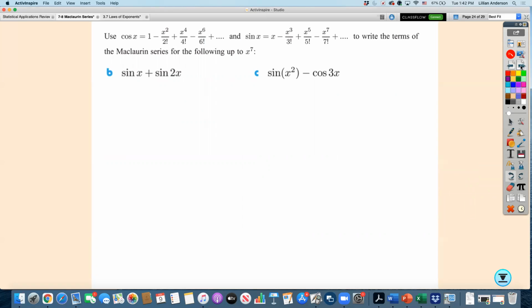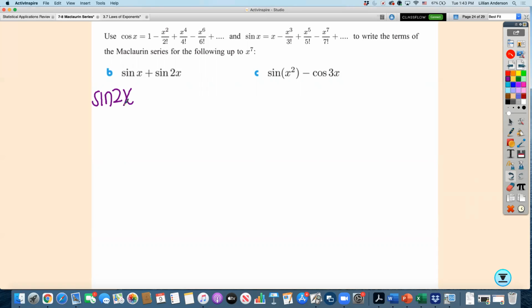Same setup, still using cosine x and sine x Maclaurin series, but this time I'm doing sine x plus sine 2x. Okay? This one actually incorporates not only addition, but it also incorporates a composite. Okay? So if you did watch that video, I think I did a few more examples that dealt with the composite. What I'm going to do is I'm going to try to go ahead and find what the Maclaurin series is for sine 2x. So what does that mean?